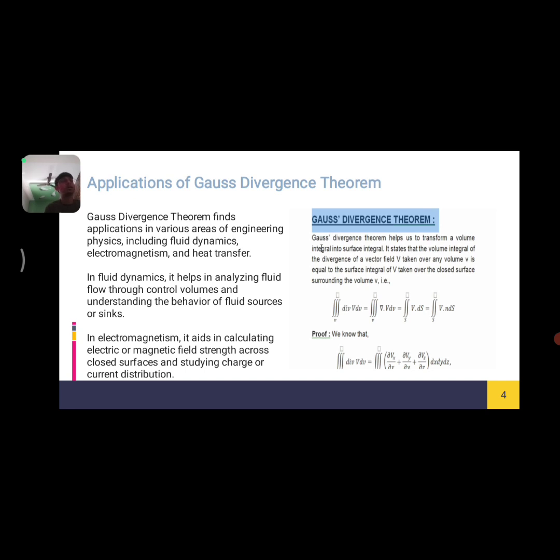distribution. The Gauss divergence theorem helps to transform a volume integral into a surface integral. It states that the volume integral of the divergence of a vector field V taken over any volume V is equal to the surface integral of the vector V taken over the closed surface surrounding the volume.